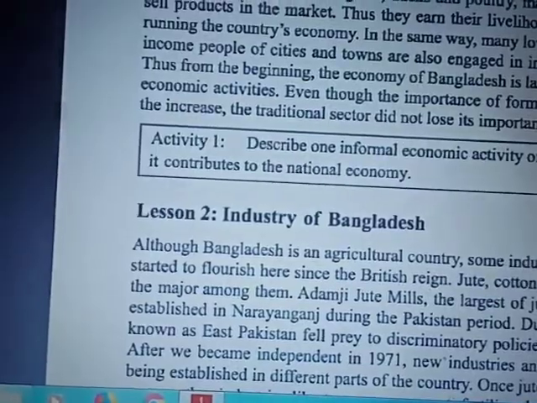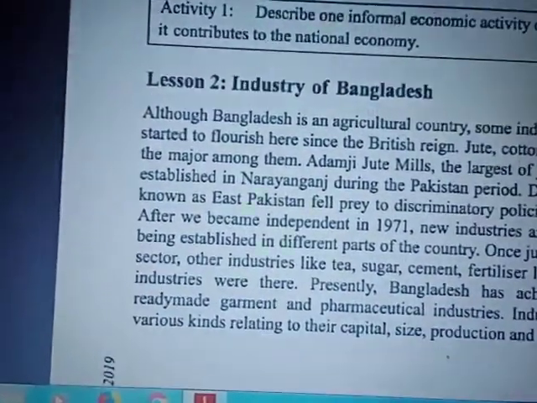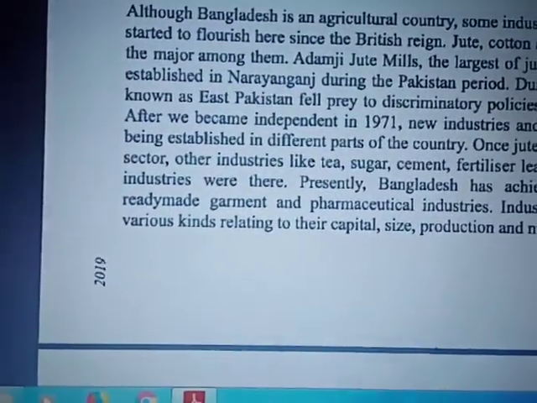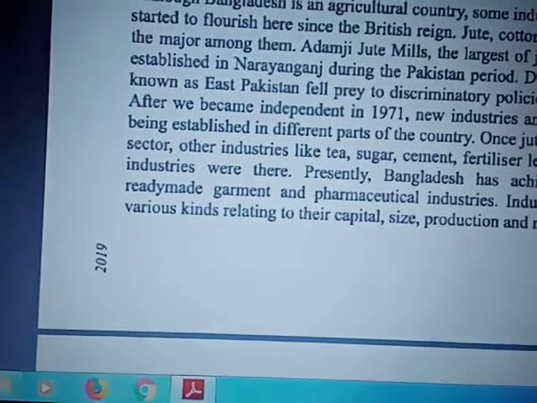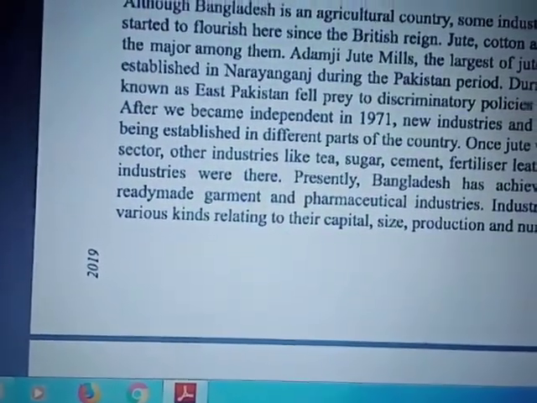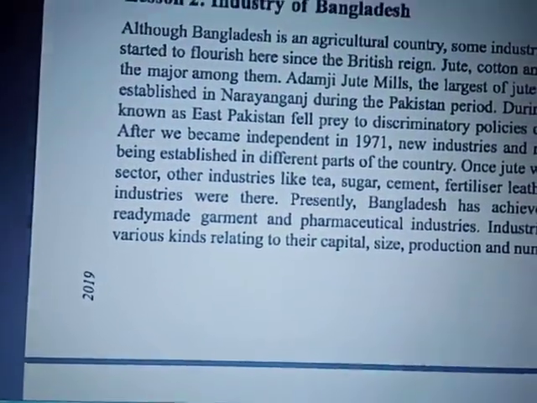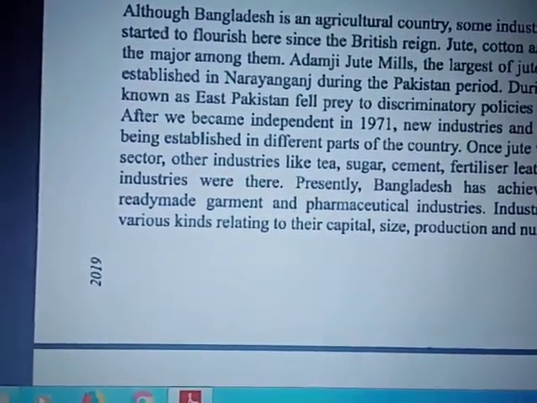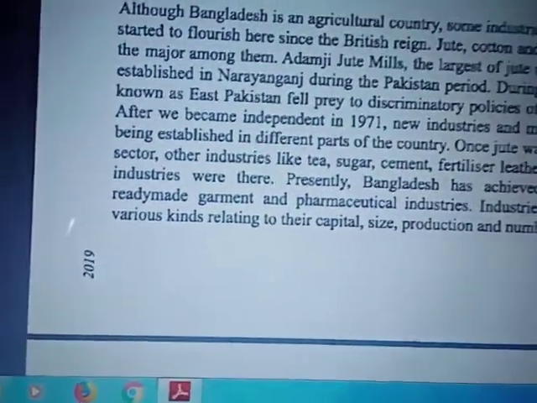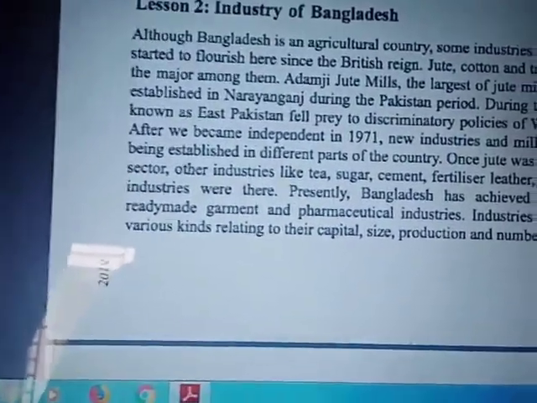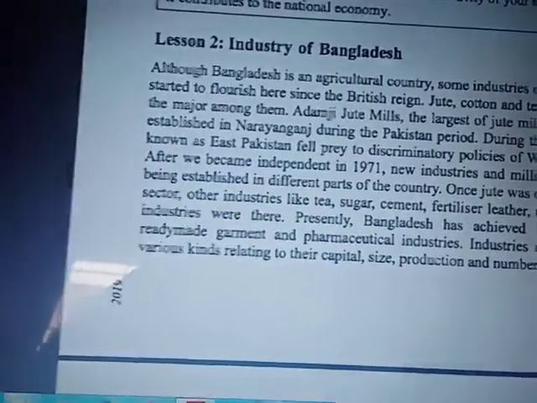Lesson 2: Industry of Bangladesh. Although Bangladesh is an agricultural country, some industries, mills and factories started to flourish here since the British reign. Jute, cotton, and textile industries were the major among them. Adamjee Jute Mill was the largest jute mill in the world.